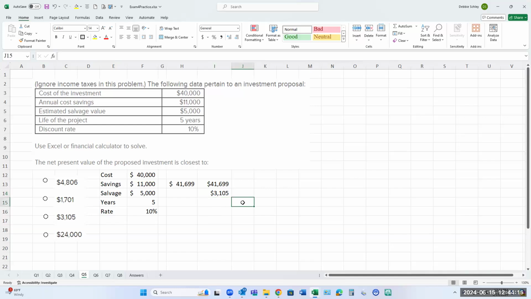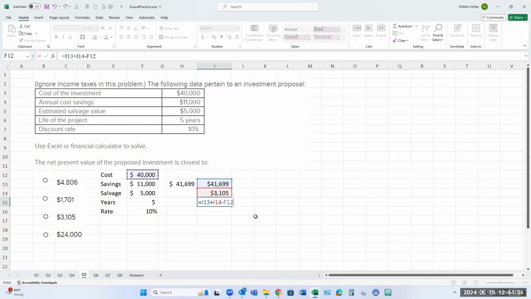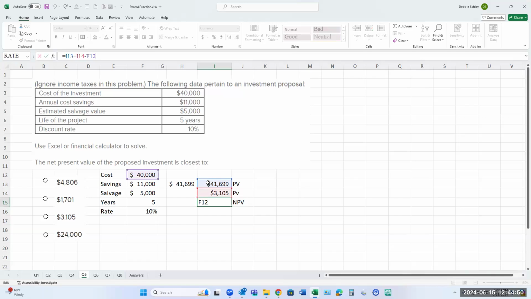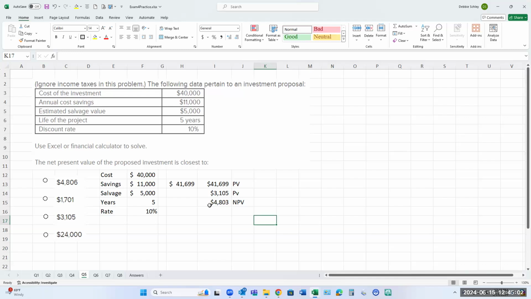So net present value means that you take the cost, or no, other way around. You take the present value of the savings plus the present value of the salvage minus the initial cost. That's how you get net present value, right? These two up here, those are present value. So be very careful as you're reading things. There is a big difference between present value and net present value. And again, that net present value is the present value of the savings plus the present value of the salvage minus the initial investment or the cost. And that gets me to net present value. So it's closest to, because of rounding, that's why it's a couple of dollars off, but I'm very confident that the answer is 4,806.